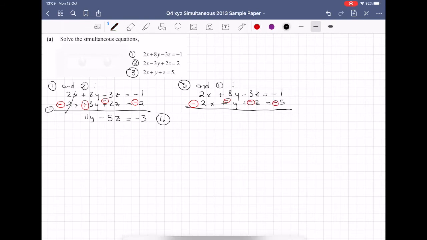Okay, 2x minus 2x cancels. I get plus 8y minus 1y, so 8 take away 1 is 7y. Minus 3 minus 1z, minus 4z. If there's never a number in front of a letter, it's always a 1. Minus 1 minus 5 gives me minus 6. And I'm going to call that equation 5.